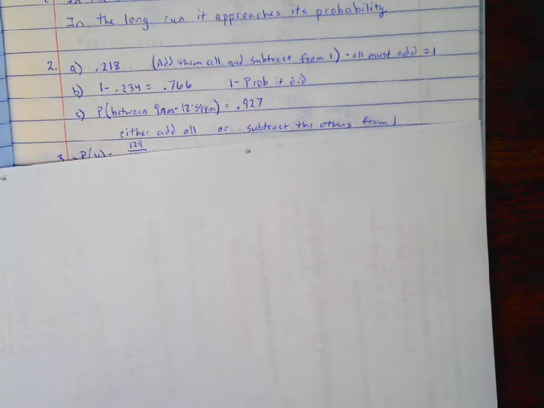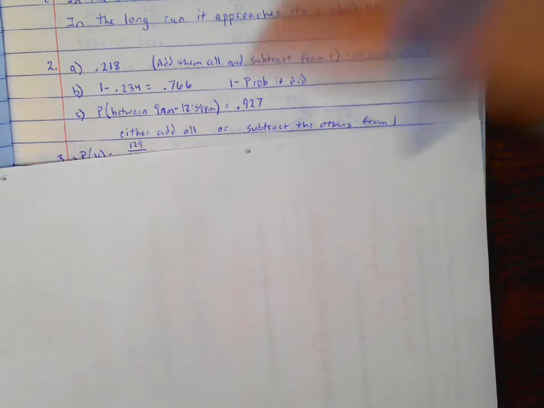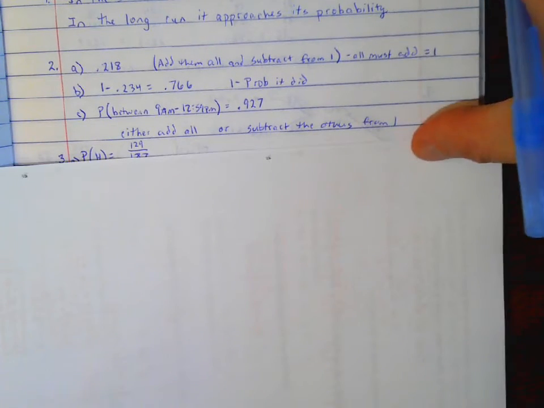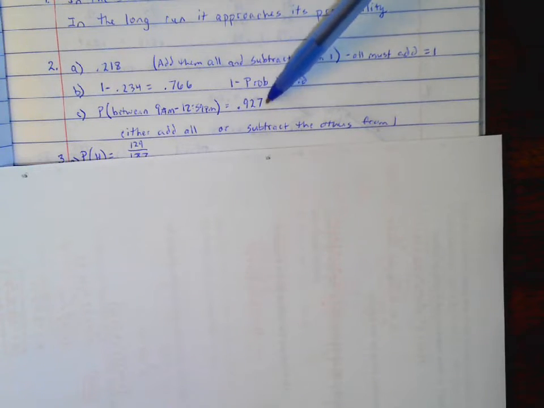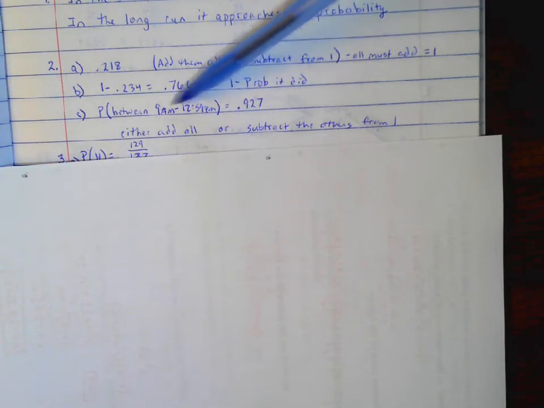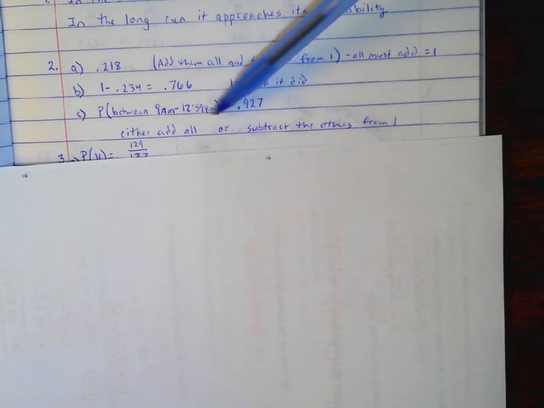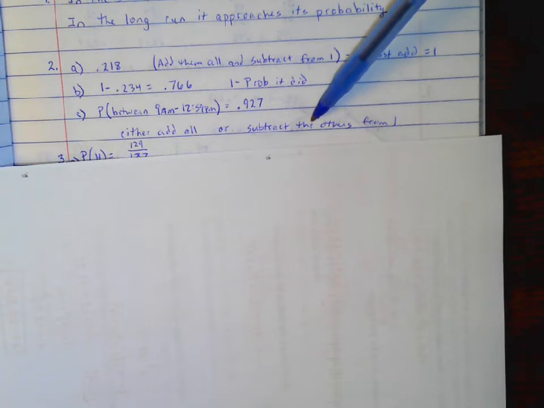The one here at the bottom, what's the probability that a randomly chosen one began between 6 and 9, almost 10 o'clock? You can either add all the ones that fit this, or take 1 minus the ones that don't fit in that. Okay, so both ways work. So 0.927. Number 3.